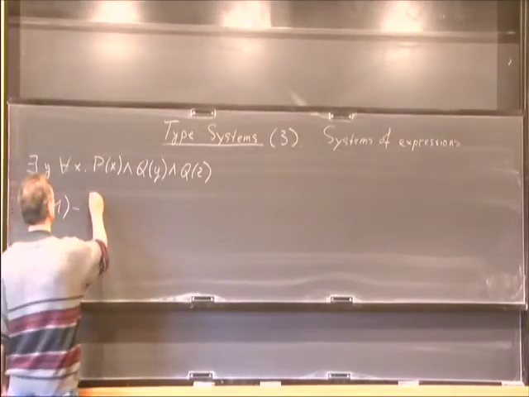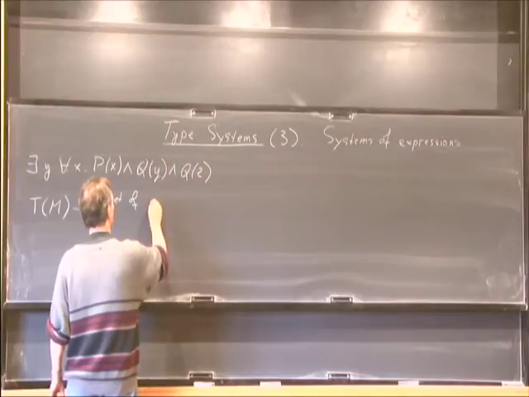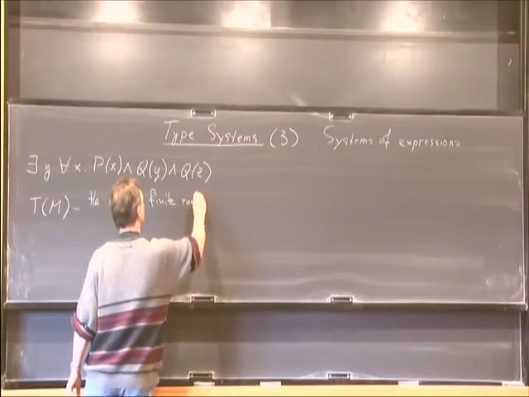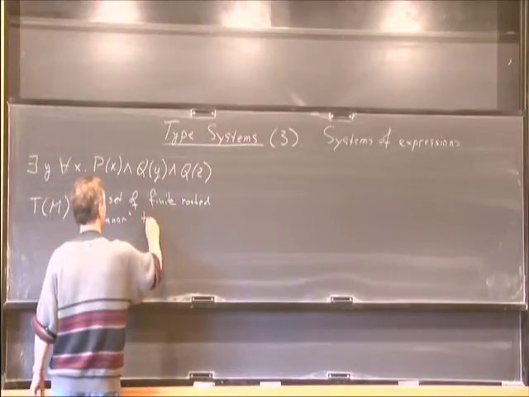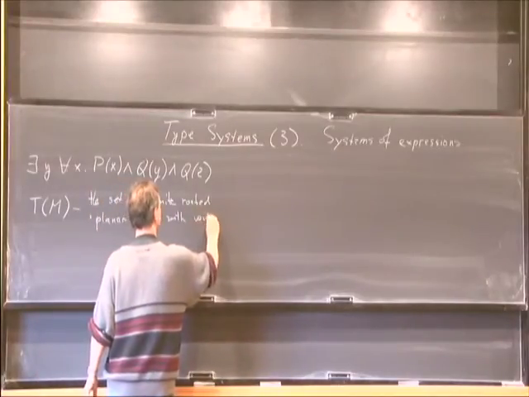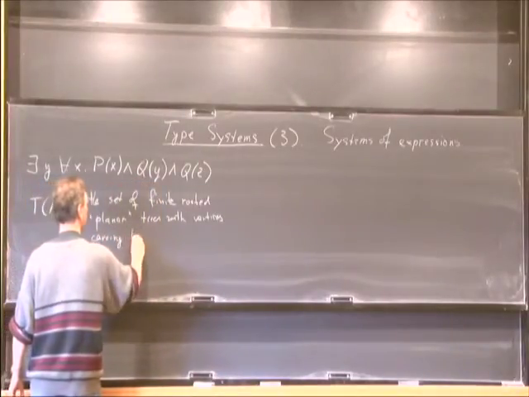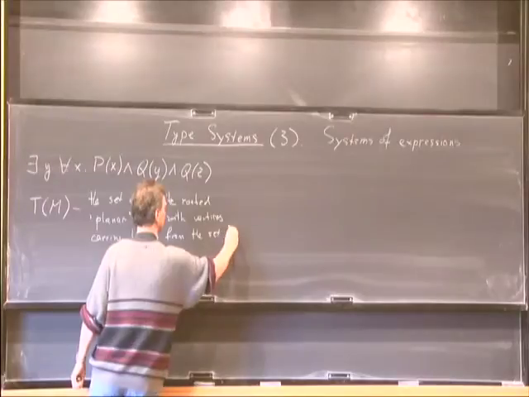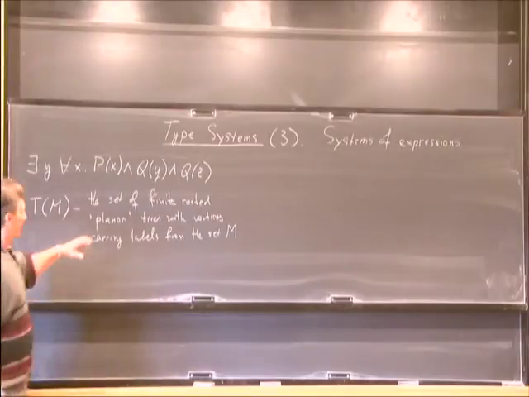So Tm will be the set of finite rooted planar trees with vertices carrying labels from the set M. So M is a set of labels. Now I'm considering trees.